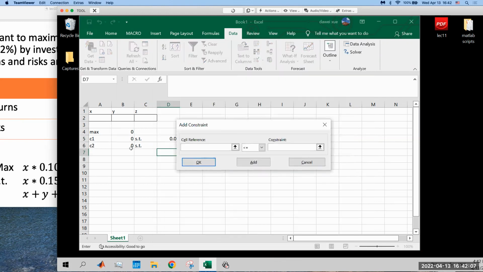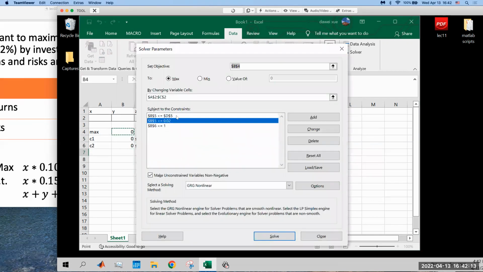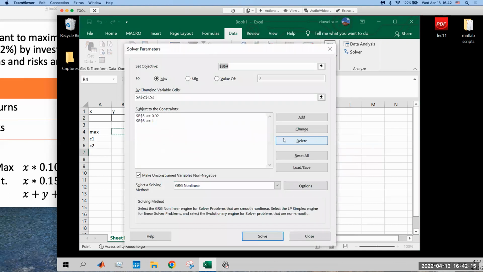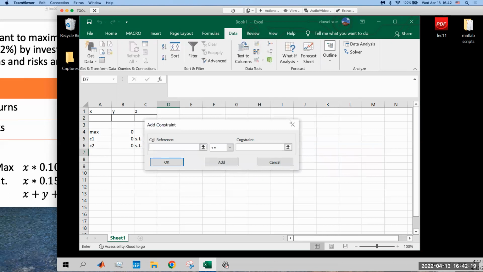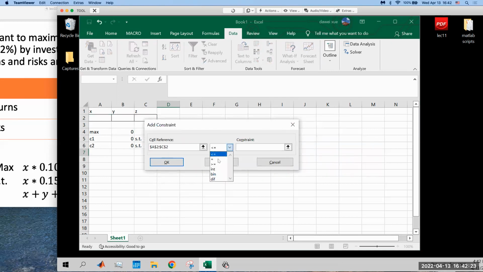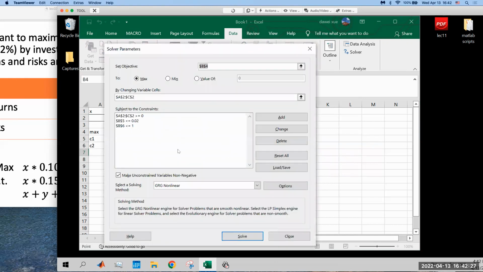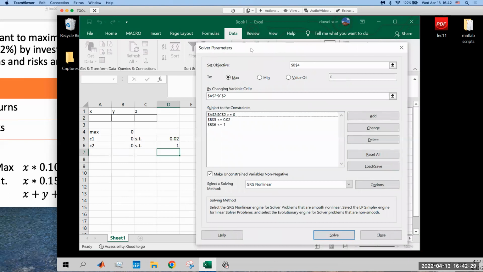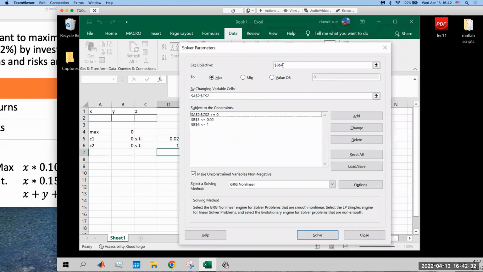And we also have another constraint. This one should be less than or equal to 1. And I'll delete this one. Remember we talked about the hidden constraint: all the changing variables should be greater or equal to 0. So now we're telling the solver.